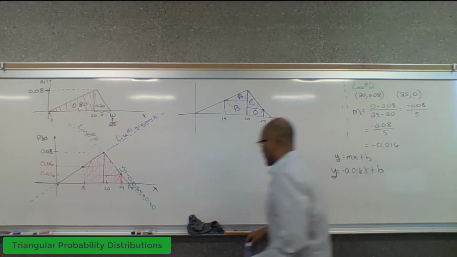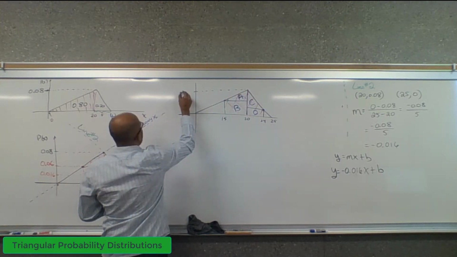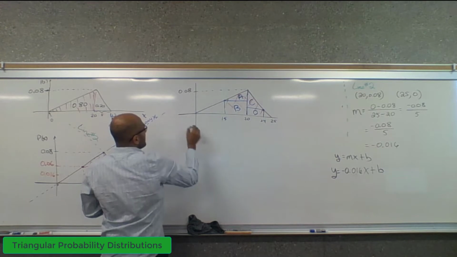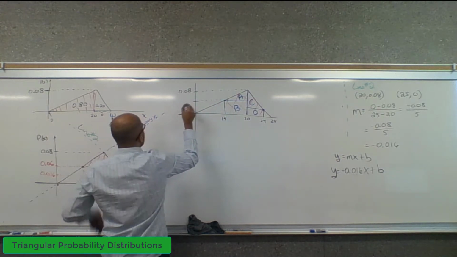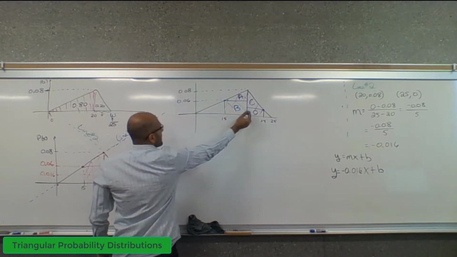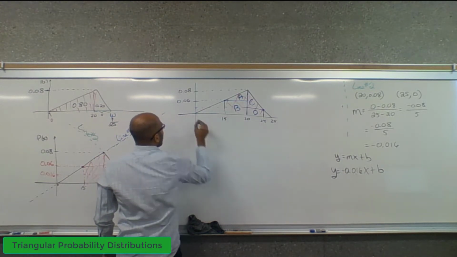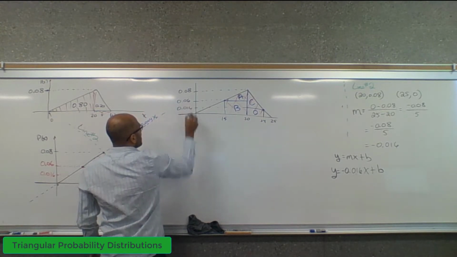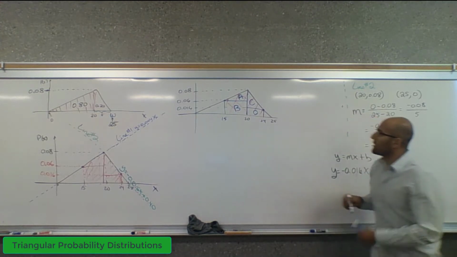Good? Alright, let's fill in some other values we know. We know that this height up there is 0.08. I know that this guy right here is 0.06. And I know that this guy over here is 0.016. Okay, so that's all I really need.